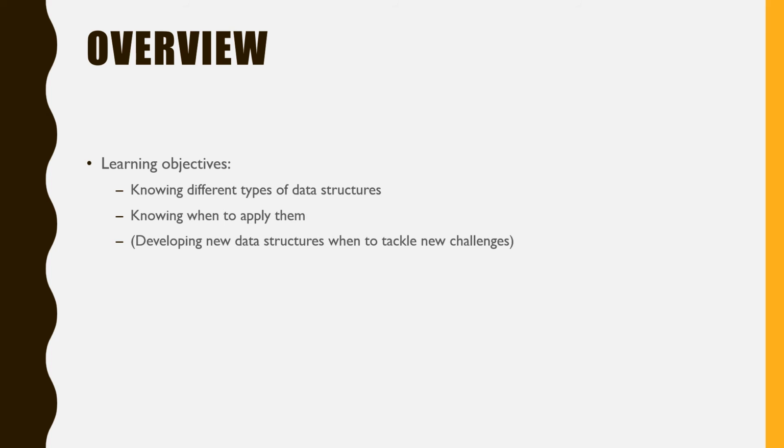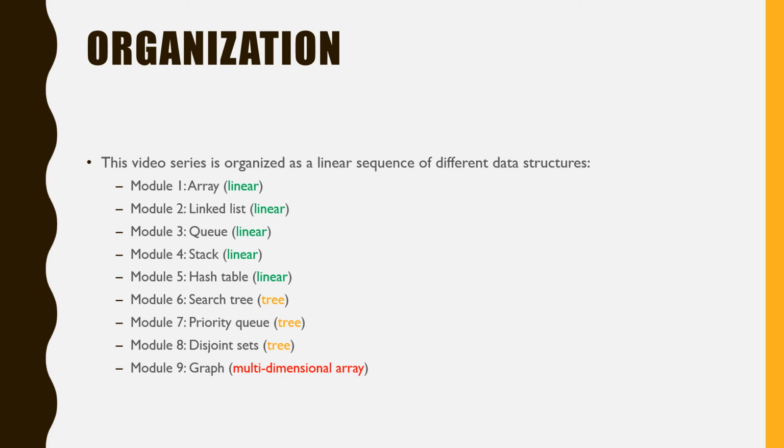And of course, the ultimate goal of this series is that we can develop new data structures to tackle new challenges. This video series is organized as a linear sequence of different data structures. We will discuss array, linked list, queue, stack, hash table, search tree, priority queue, disjoint set, and graph.